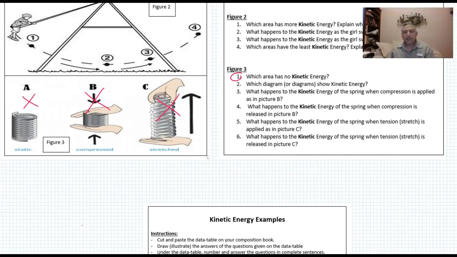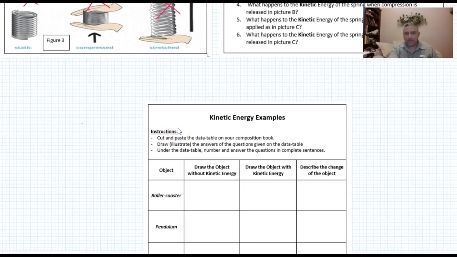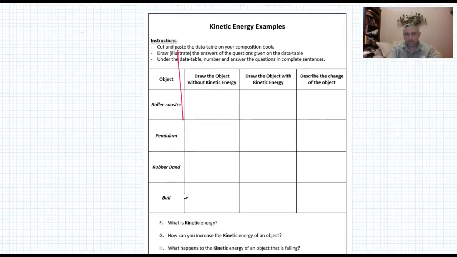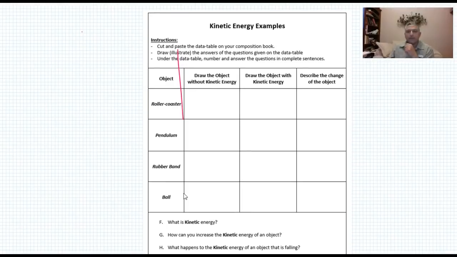All right, let's take a look at the next question. And then at the end, you have these kinetic energy examples that you're supposed to be working with, and pretty much as the previous one on kinetic energy.